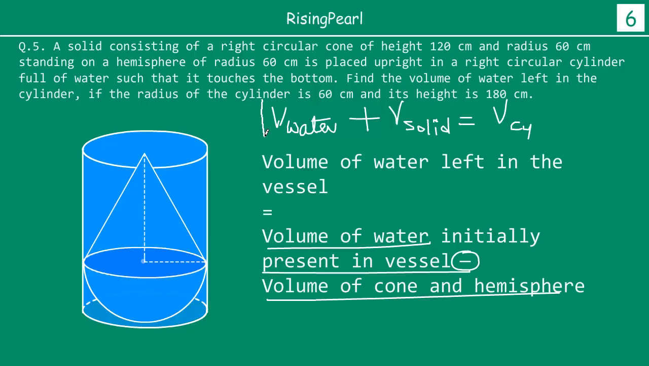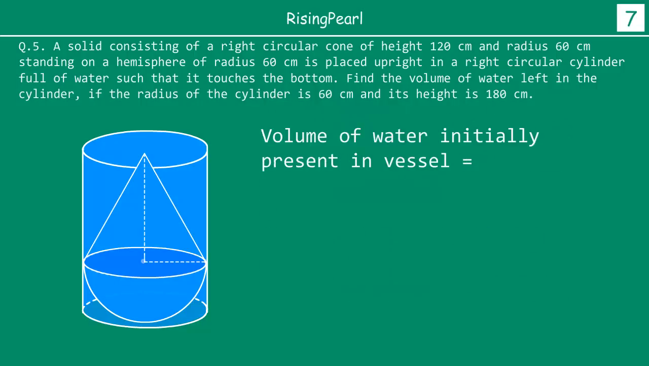So then the volume of solid will go on the other side here. So the volume of water will be the volume of cylinder minus the volume of solid, which is exactly what this is, right? So the volume of water left in the cylindrical tank will be equal to the volume of water initially present, which is the volume of the cylinder, minus the volume of the solid, which is basically a combination of cone and hemisphere. So now let's see if we were to actually solve this.